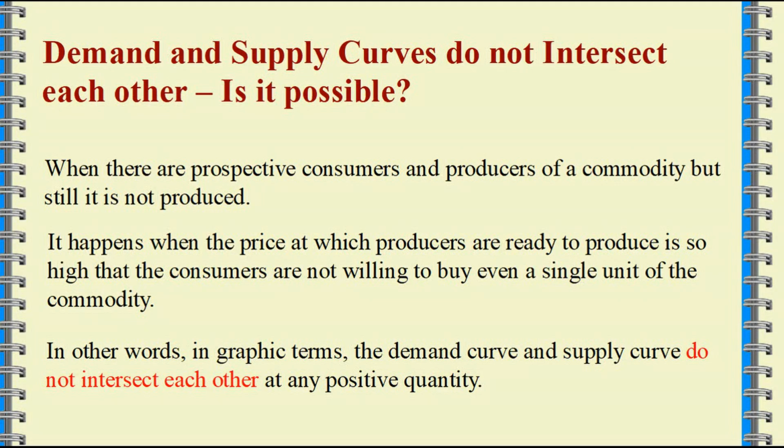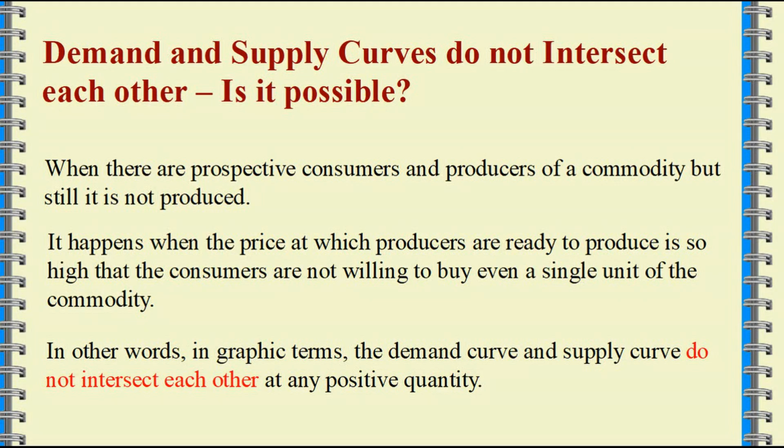Demand and supply curves do not intersect each other when there are prospective consumers and producers of a commodity, but still it is not produced. It happens when the price at which producers are ready to produce is so high that the consumers are not willing to buy even a single unit of the commodity. Producers have not yet produced their product, but they are aiming at a high price that the consumers are not willing to pay for even a single unit.